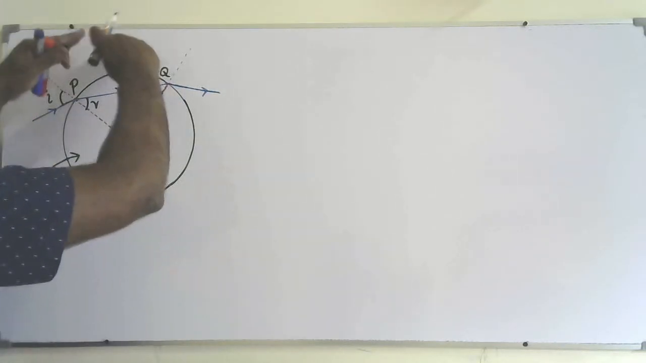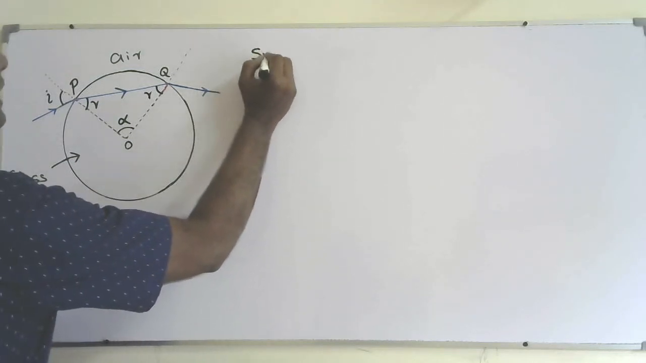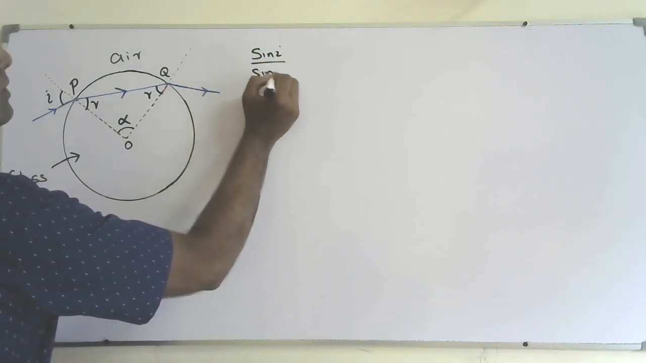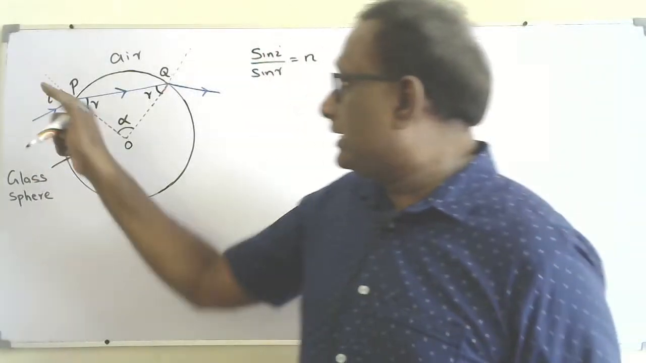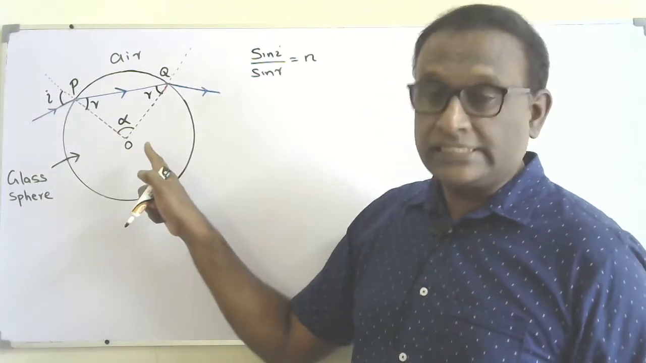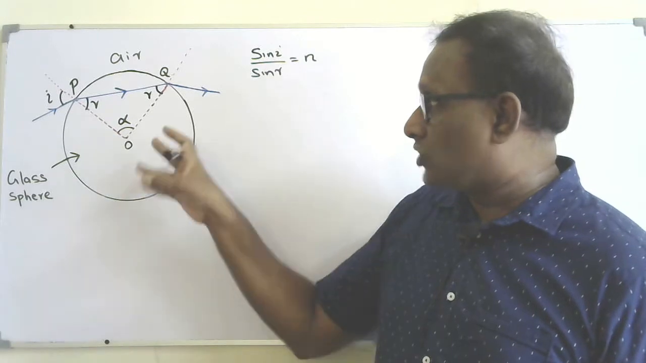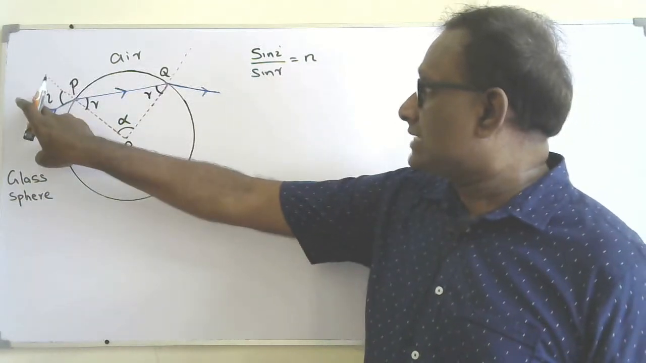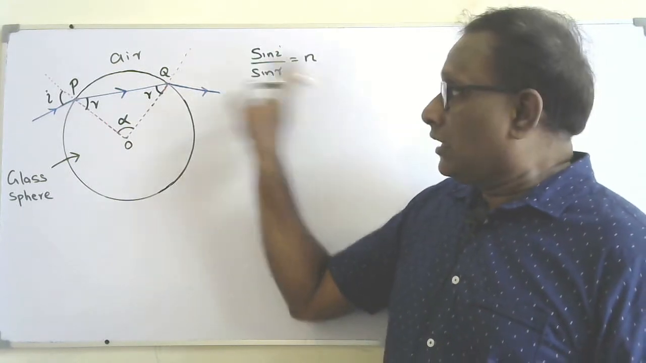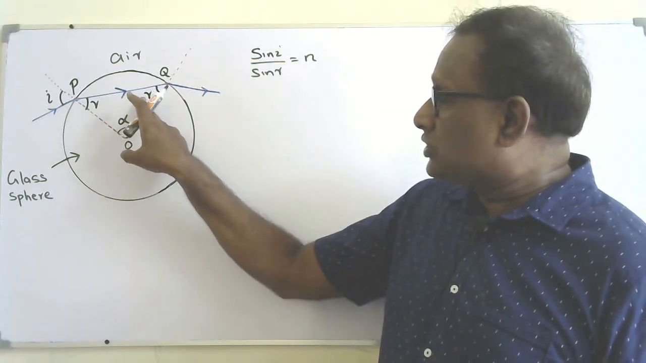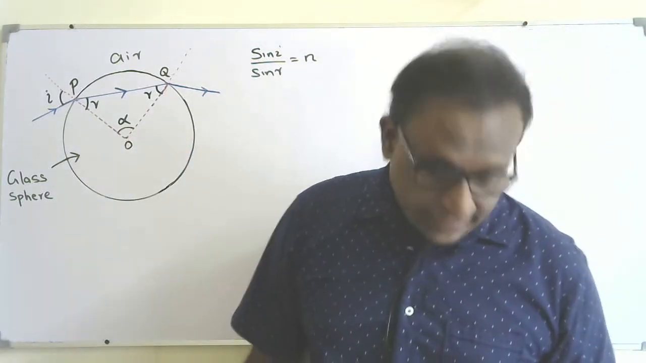Now look here. The outside of the sphere is air. We know that sine i over sine r equals n, where n is the refractive index of the glass. The absolute refractive index is constant for a given material. This is i, this is r, and sine i over sine r equals n. We know that this angle is also r, as I already explained, because the triangle OPQ is an isosceles triangle.